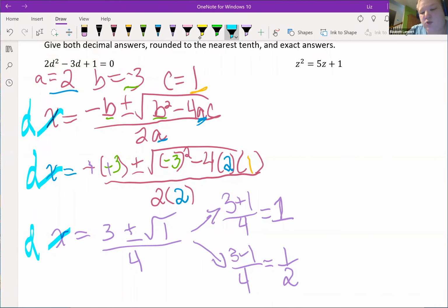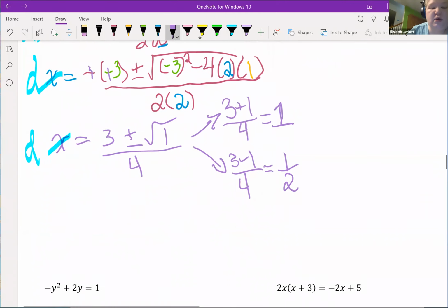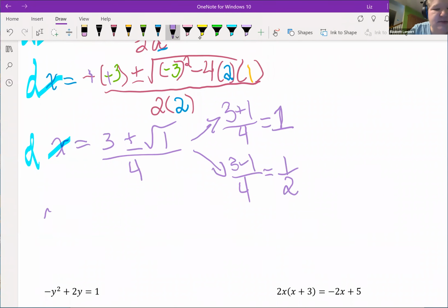So D equals 1 or 1/2. Now you might ask, well, how do I get the factors out of that? All right, let's take a look. So I'm going to write it here. So that is D equals 1.